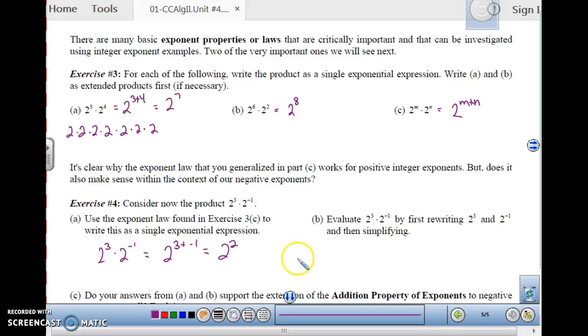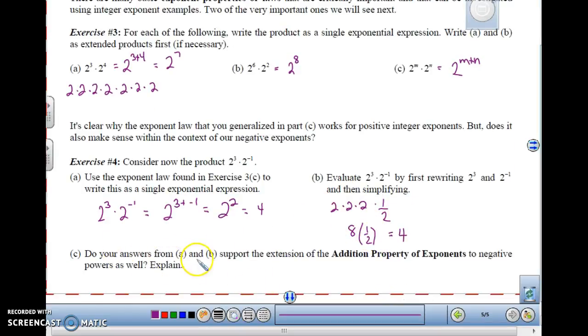Now, why does this work? Let's rewrite this. 2 to the third is 2 times 2 times 2. 2 to the negative 1 is 1 half. Well, let's see. 2 squared we said was 4. 2 times 2 times 2 is 8, times a half is also equal to 4. So you can see when you're multiplying the same base, you add the exponents, this is actually what you're doing.